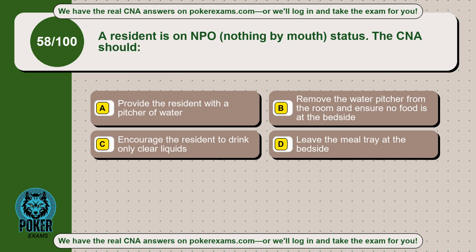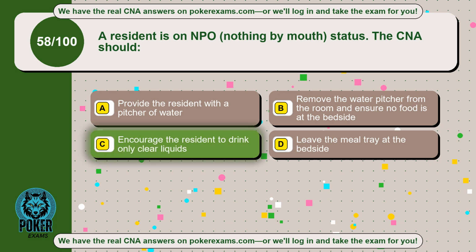Question 58. A resident is on NPO, nothing by mouth, status. The CNA should: Option A. Provide the resident with a pitcher of water. Option B. Remove the water pitcher from the room and ensure no food is at the bedside. Option C. Encourage the resident to drink only clear liquids. Option D. Leave the meal tray at the bedside.